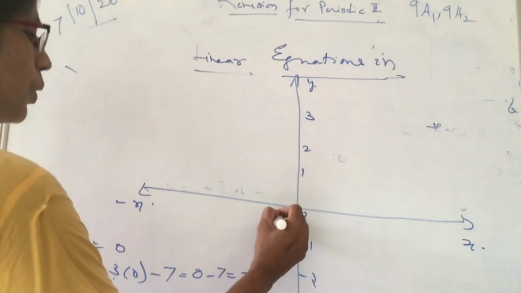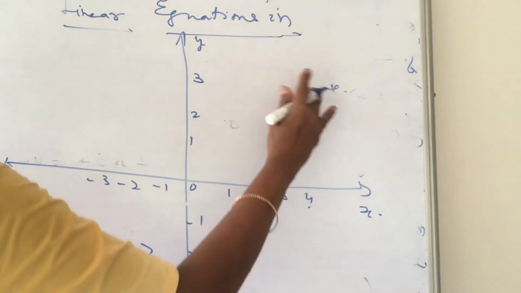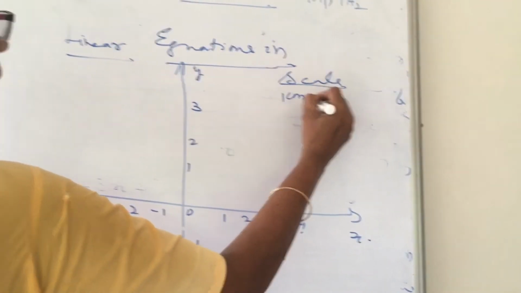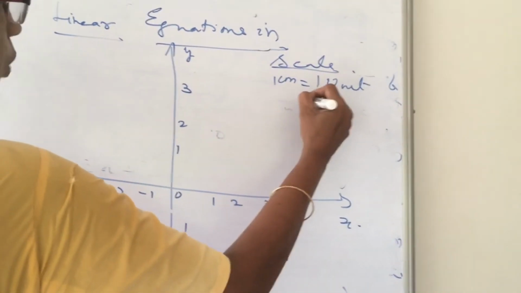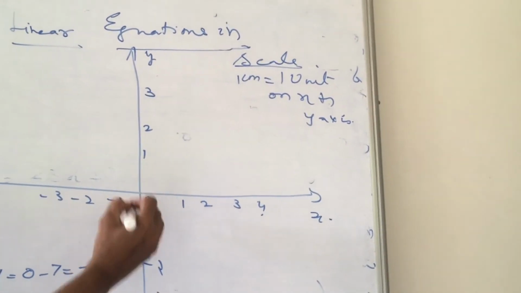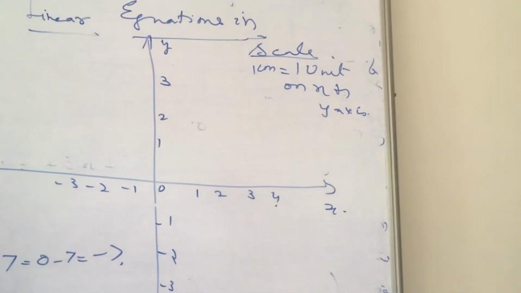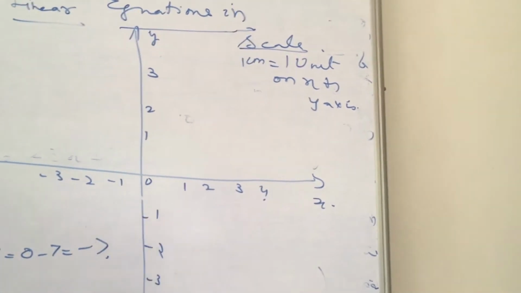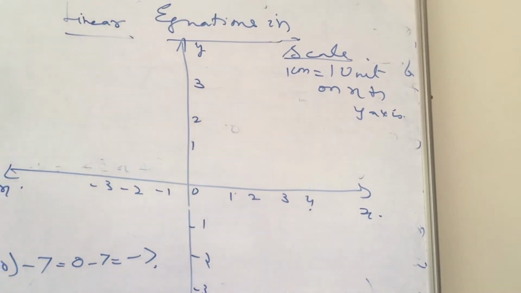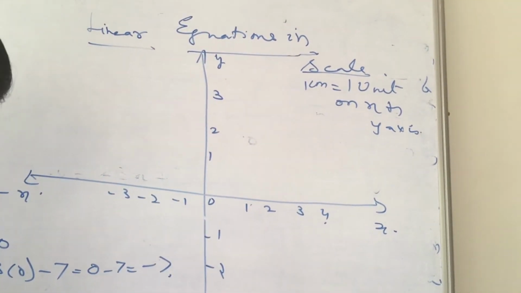To the left of 0, negative. To the right of 0, positive. Scale is a must, children. If you don't write the scale, you lose marks. 1 centimeter is equal to 1 unit on x and y axis. First value 0 and minus 7. 0 first value x, second value minus 7. Then 1 and minus 4. Minus 1 and minus 10.